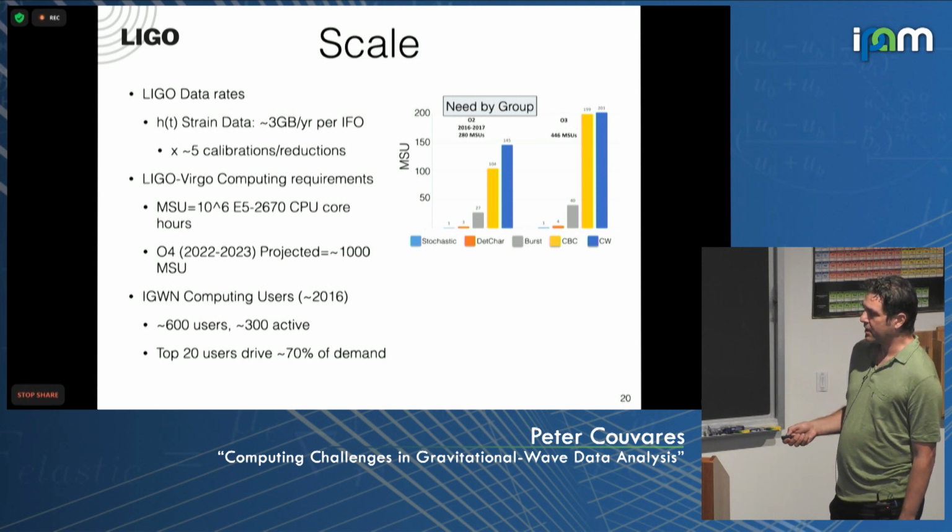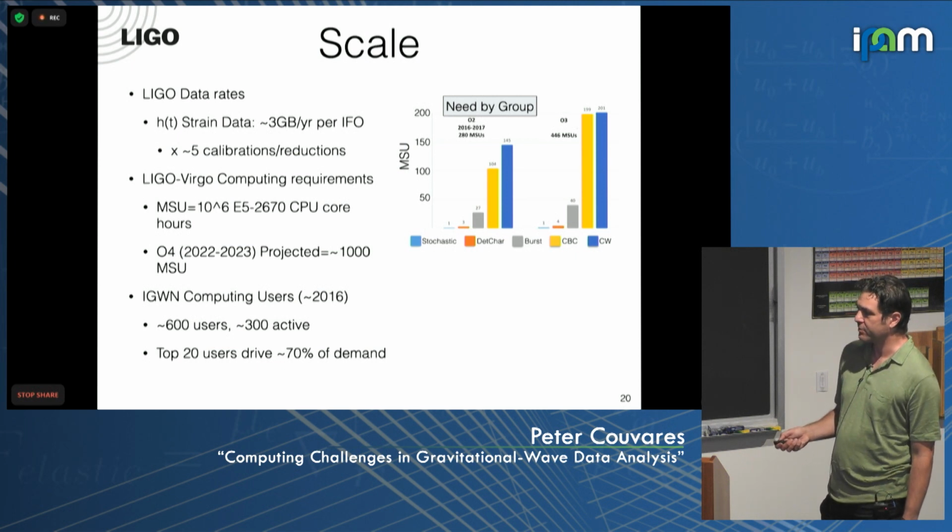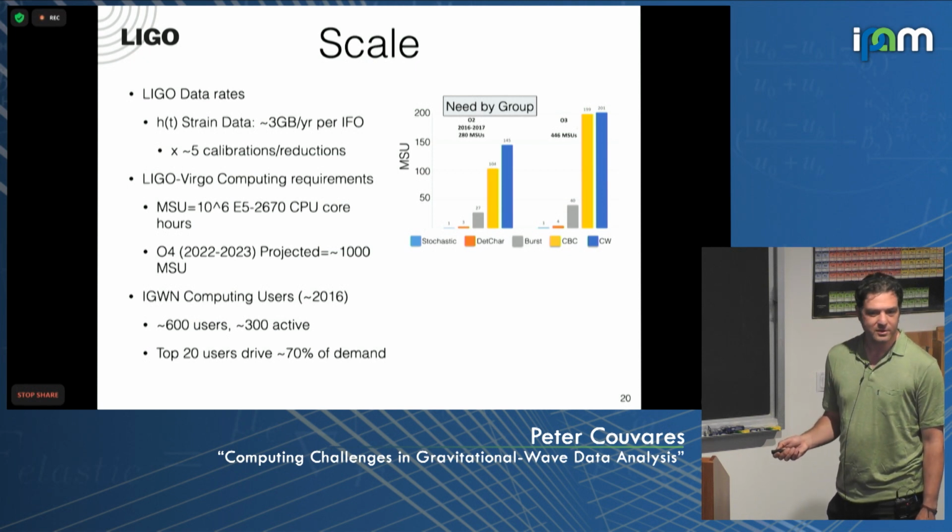Of the sort of 2,000 people in the collaboration, roughly 3,000, I can't keep track anymore, we have about 600 people who use the collaboration's computing infrastructure, and about 300 of them active at one time. These are old numbers. They might be bigger by a factor of 1.5 or something, but it's roughly a third of the collaboration does computing, and about half of that are active at any one time. But again, just like the pipelines, about 20 people drive about 70% of our entire computing demand.